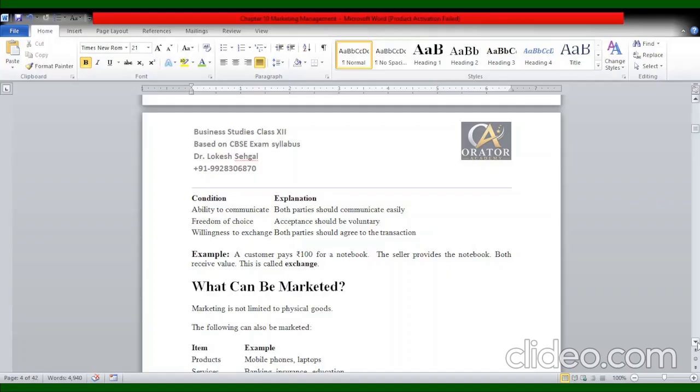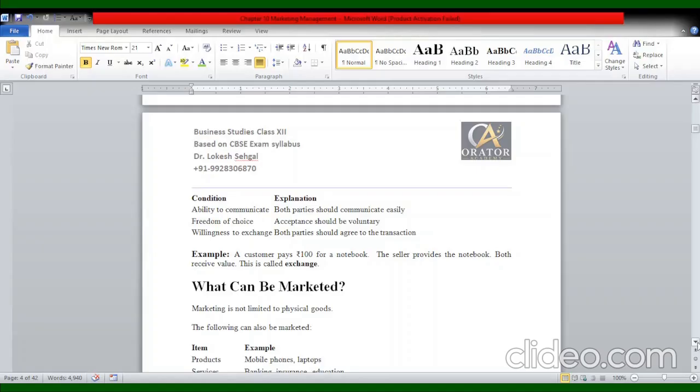Willingness to exchange: both parties should agree to the transaction. If both have agreed on a particular product and on buying and selling, then they can exchange the product and the money. This is called willingness to exchange. The customer should be ready to pay the price, and the supplier should be ready to provide the product or the services.